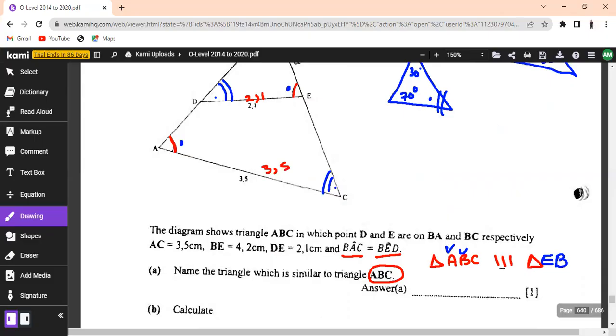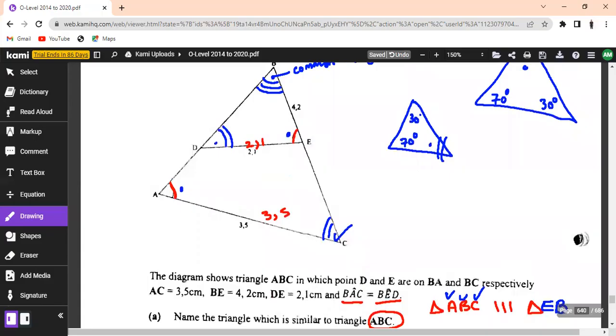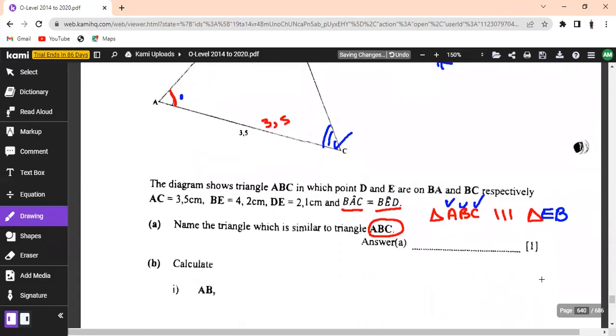Then let's move on to C. Our angle C here, we said C will be the remaining angle, which is the same as this angle at D. So angle C and angle D are the same. That's how you take similar figures. They are equiangular. You take them from equal angles. So those are the two triangles which are similar.